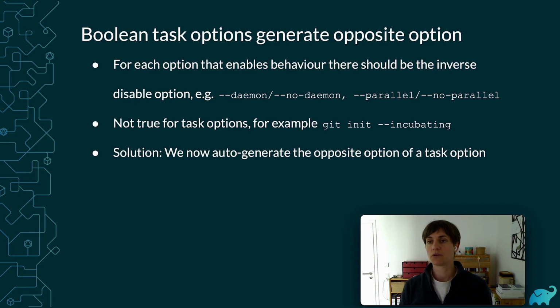This item is about Boolean task options and how we now auto-generate opposite options for them. So the Gradle documentation states that for options that enable behavior, there should be an opposite option that disables this behavior.